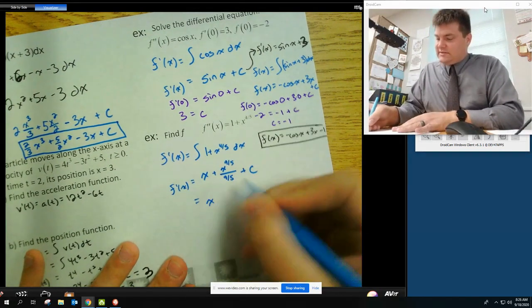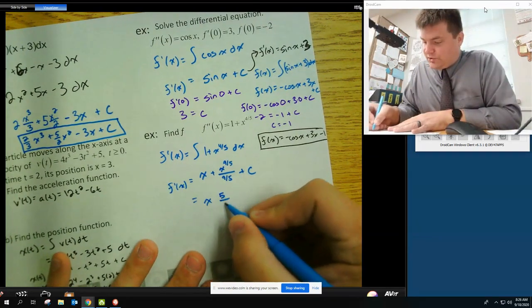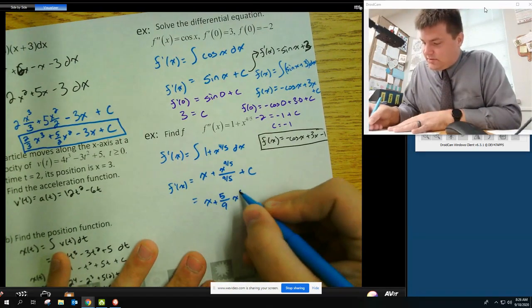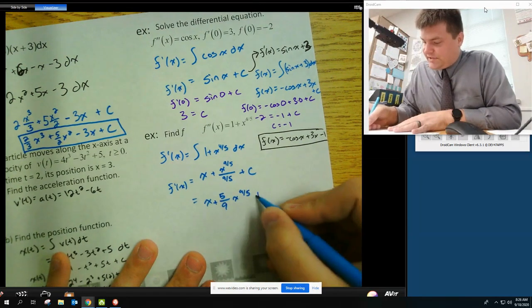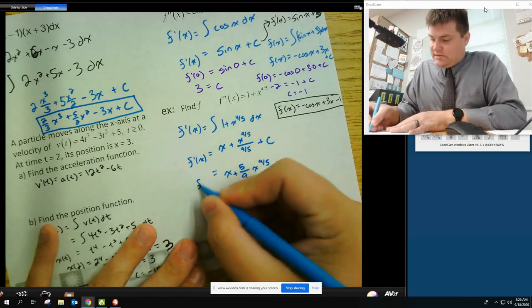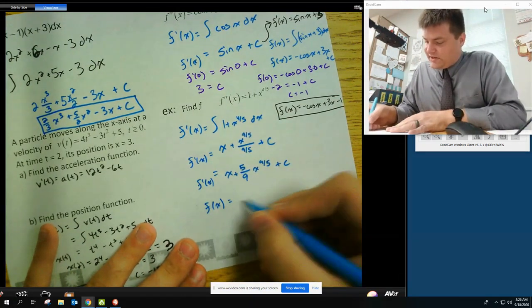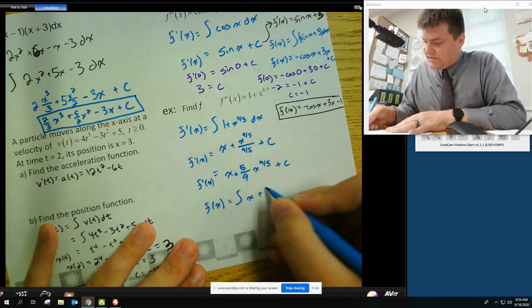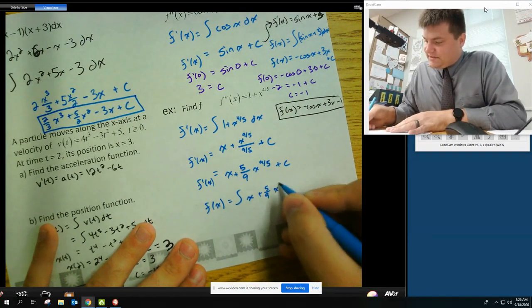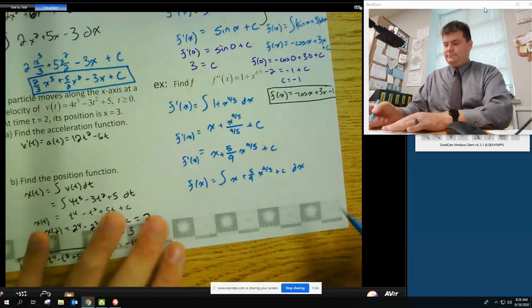It's going to equal x. Since you're dividing, you're actually just flipping the bottom and multiplying. So it looks like this, plus c. Okay, so this fraction gets a little tough. Now to find f of x, we're going to take the integral of this x plus 5/9 x to the 9/5 plus c dx.